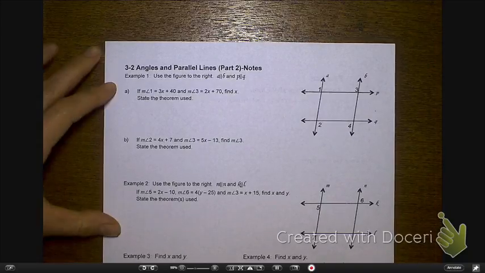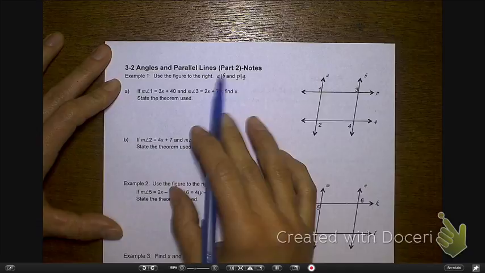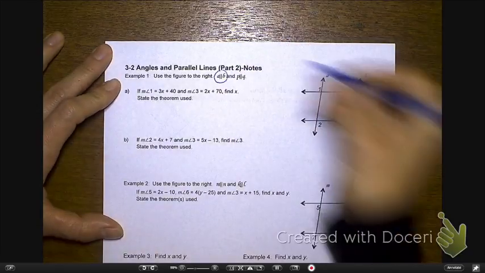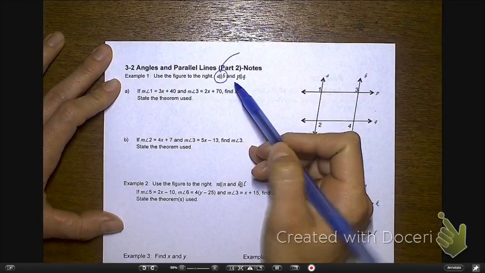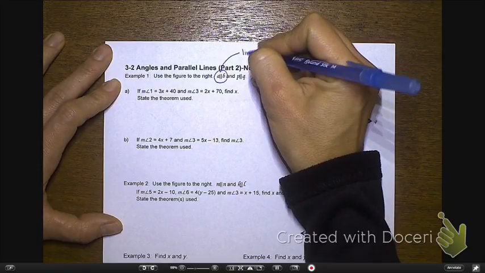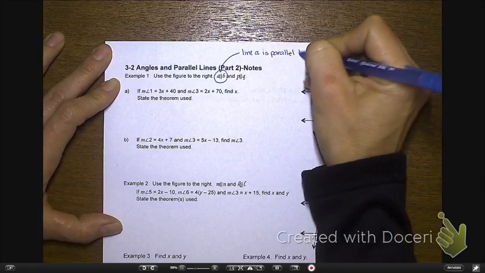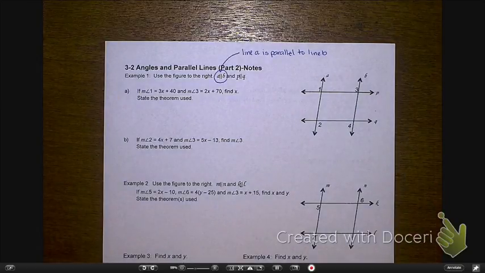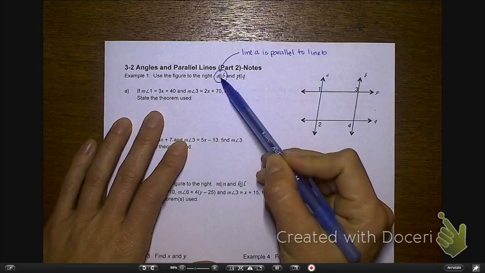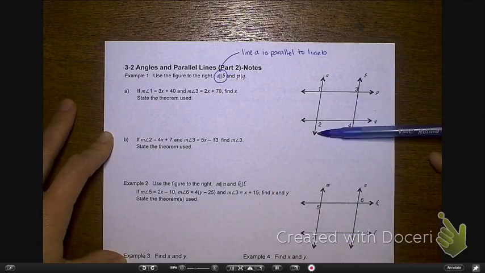It says use the figure to the right, and then it has all this stuff right here, okay? We need to be able to understand what these things are telling us. So see here how it has letter A and then these two lines and letter B. What that says is line A is parallel to line B. When you see two letters separated in the middle with two little lines, it's telling you in the diagram line A and line B are parallel.